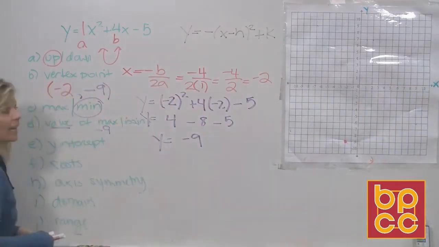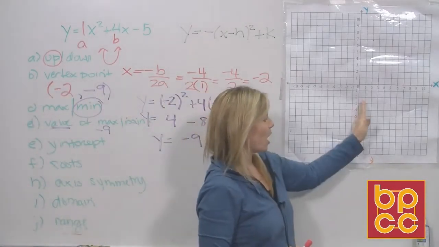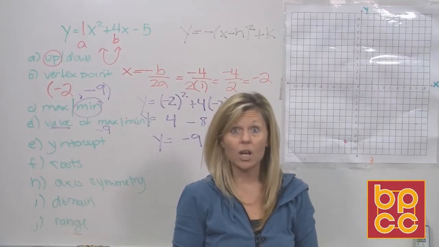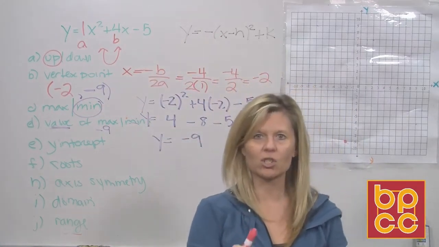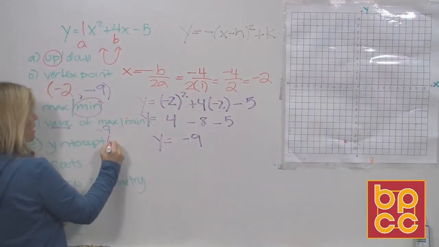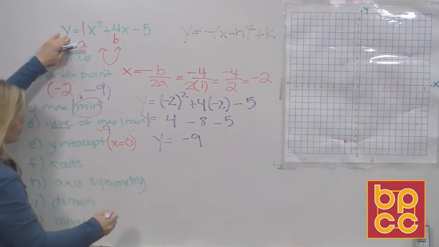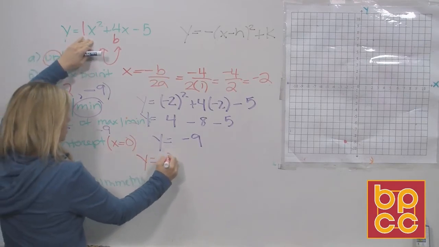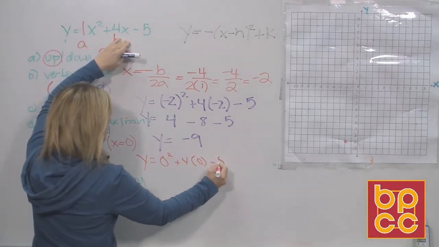Everything we do now is exactly like we did in the other module. The next thing you're always going to find with a parabola is the y-intercept. Every parabola is going to touch the y-axis, whether it's in standard form or general form. To find the y-intercept, we use the rule we've been using all semester. You let x be 0. So you take your equation, y equals, and replace x with 0. That would be 0 squared plus 4 times 0 minus 5.